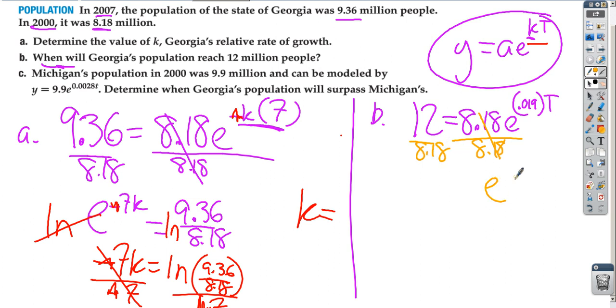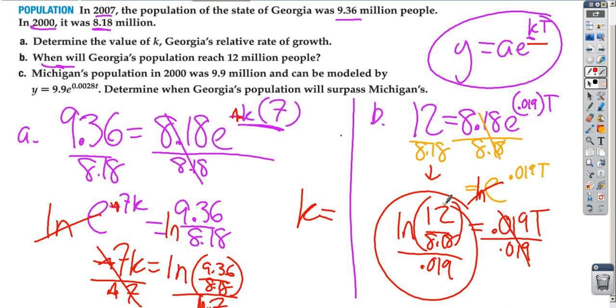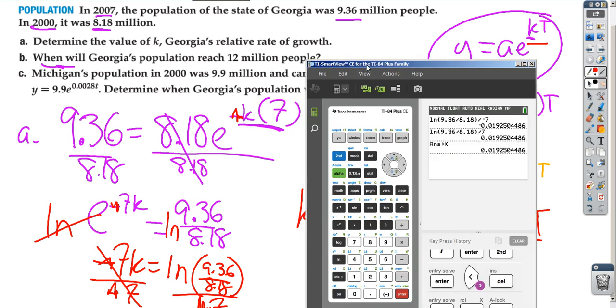And we're going to get e to the 0.019t is equal to this number. Okay, how do we resolve that? How do we get the t to come down? We'll take the natural log of both sides. Okay, and that means the natural log of 12 over 8.18. Last step is to divide by that k number that we found before. And then we're going to take this whole thing and plug it in, and that will give us our t value, amount of time needed before we reach 12 million.